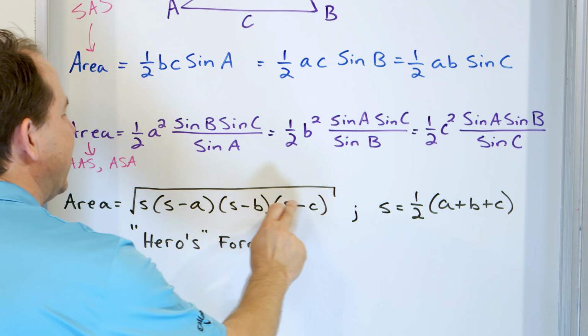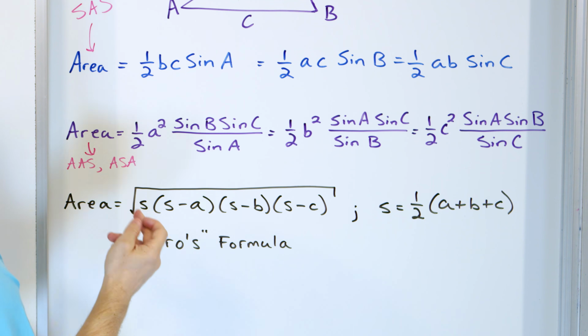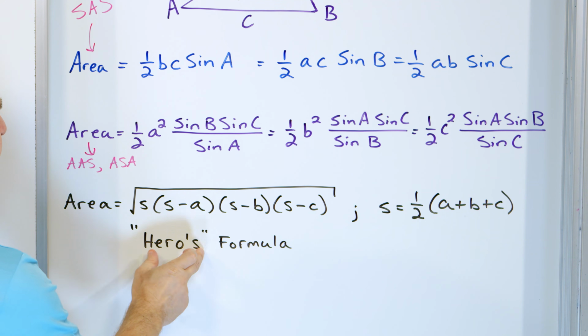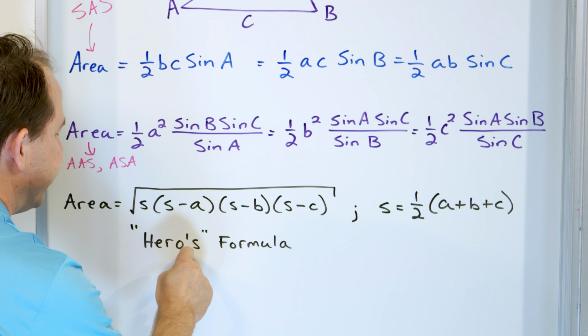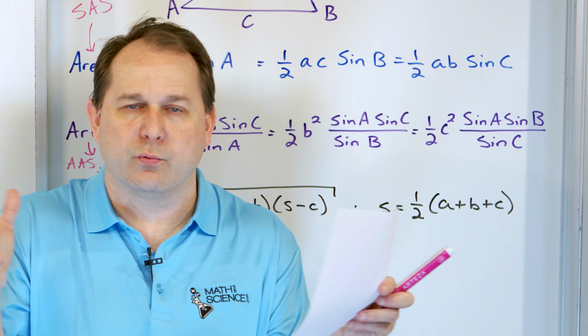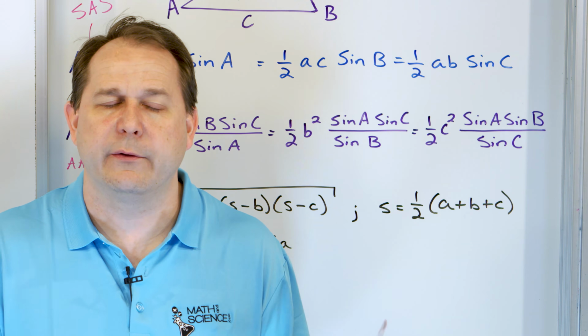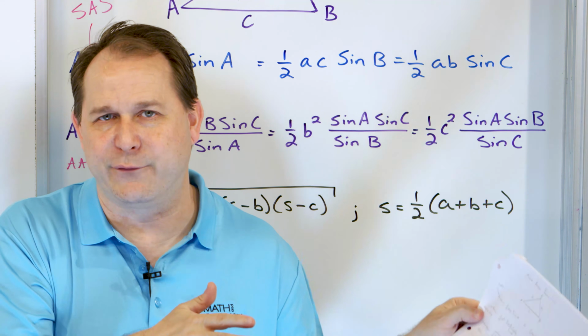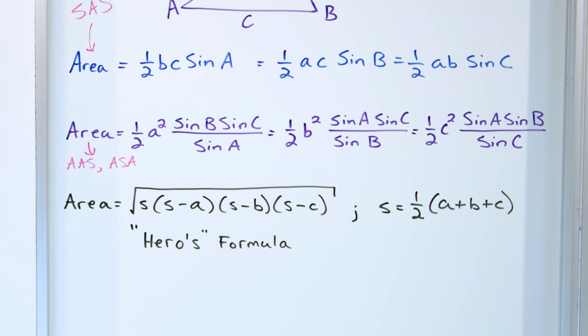This one has a special name. It's called Hero's formula. But actually in some books, you'll see it referred to as, with an N, Heron's formula. You'll see two different references, wherever you look. So you'll either see Hero's formula or Heron's formula, named after a person who discovered it.